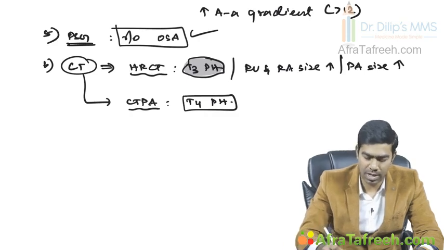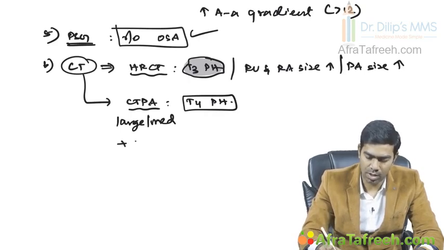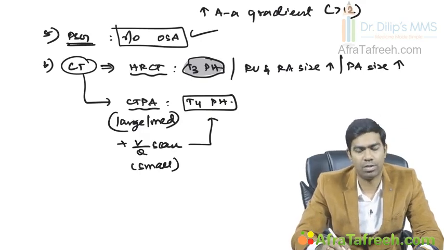But remember, CTPA can only see large and medium vessels. To see the small vessels, it should always be coupled with a VQ scan. Again, this is for type 4 pulmonary hypertension, but for seeing the small vessels, you definitely need a ventilation perfusion scan for sure.